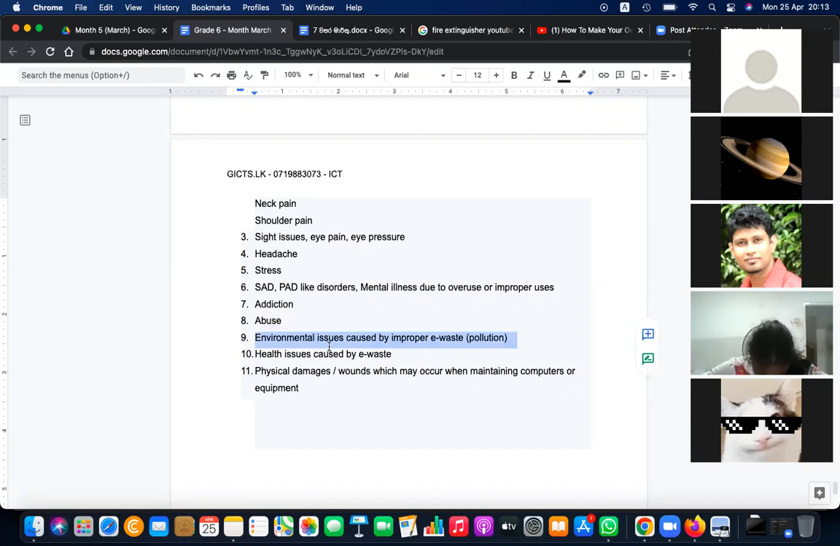Why? Because you are mixing it with the environment, and animals are interacting with this environment, plants are interacting with this environment, and water sources are also spoiled. So it will come back to you. So be careful on this.